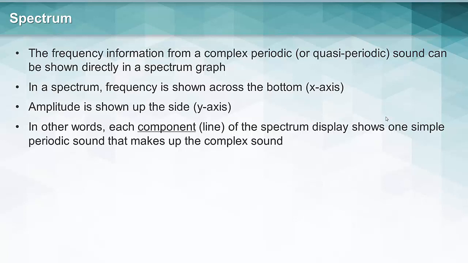In a spectrum graph, the x-axis along the bottom shows frequency. Amplitude is shown up the side on the y-axis. Each point on a spectrum graph tells you how much amplitude there is in the sound at that particular frequency. Or another way to look at it is that each component of the spectrum graph shows you the amplitude of one simple periodic sound that is part of the total sound.